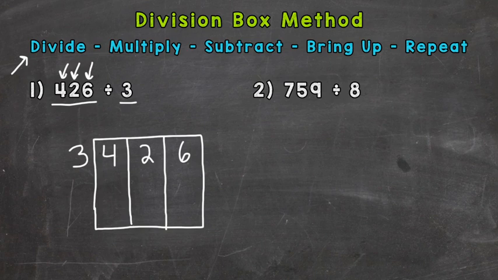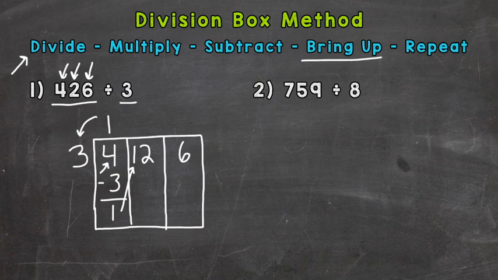So these are almost the same exact steps as traditional long division, except we have bring up instead of bring down. So let's start with divide, and we divide 4 by 3. So this 4 divided by 3. How many whole groups of 3 can we pull out of that 4? Well, 1. Now we multiply. 1 times 3 is 3. Subtract. 4 minus 3 is 1. Now we bring that 1 up. So we have 12.